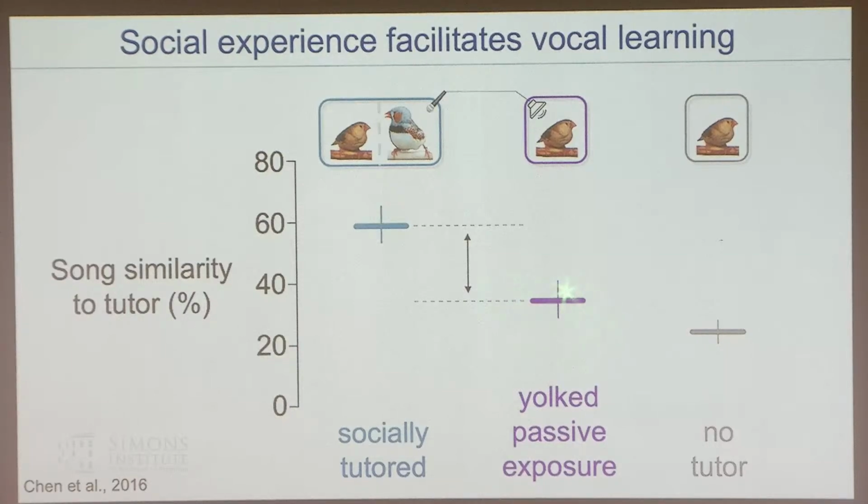So the difference between the yoked passive exposure and the no tutor would be something like statistical learning or incidental learning of some sort. So the two points that I want to make is that social learning is involved in a lot of the natural learning that we do in many modalities, including the auditory system, but it's particularly profound during development. So I say it's extraordinarily important for children, from very early age, from infancy all the way through late childhood or adolescence.